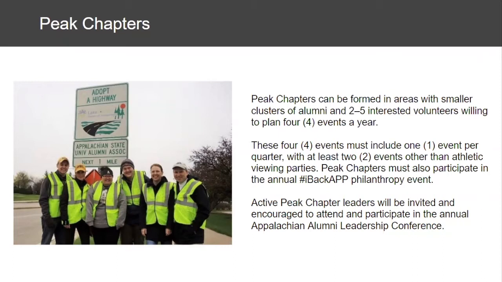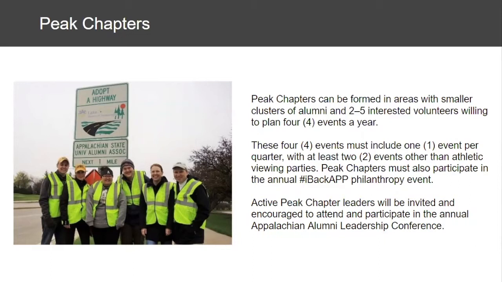So it's ideal for areas who have smaller pockets of alumni or have 2 to 5 interested volunteers who are willing to plan at least 4 events a year. Of the 4 events a year, at least one event must be held per quarter, and at least 2 events must be other than athletic viewing parties. So again, 4 total events, at least 1 event per quarter, and of the 4 events, 2 cannot be athletic viewing parties.